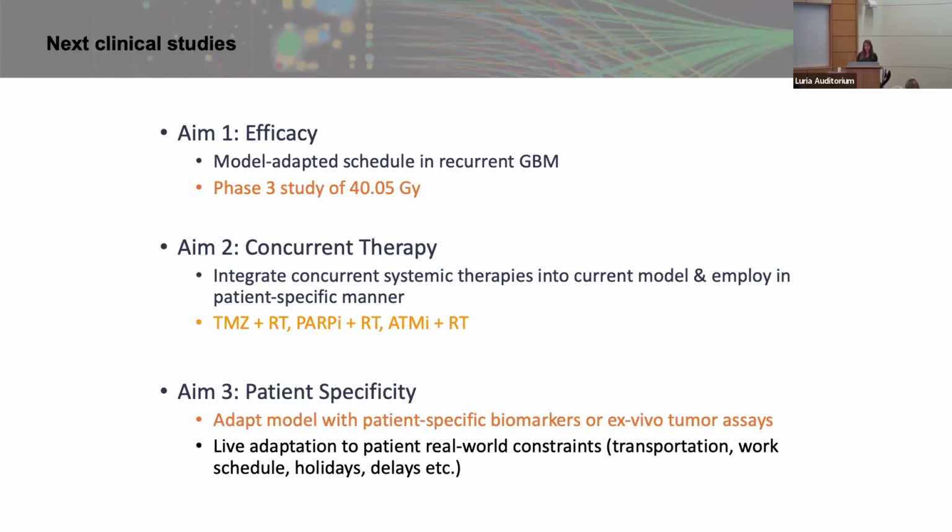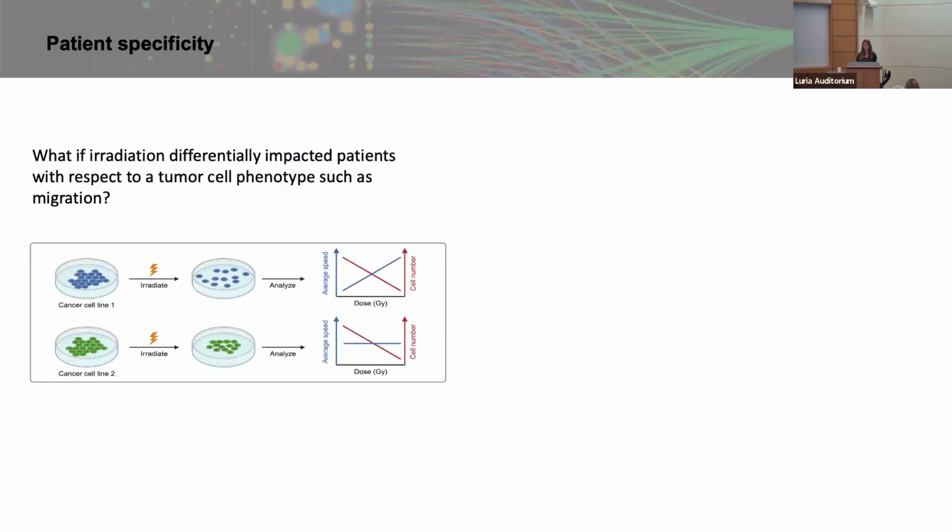And so hot off the press is something that's also Chris Gasser's work that I wanted to show here as an example of how we can use in vitro data sets to try to come up with personalized optimizations. This is not specifically for GBM, but derived based on cell lines of a variety of different cancer types. But the question here is, what if irradiation actually differentially impacted patients with respect to how migratory cells are that have been exposed to radiation?